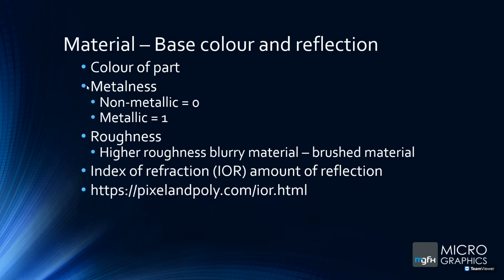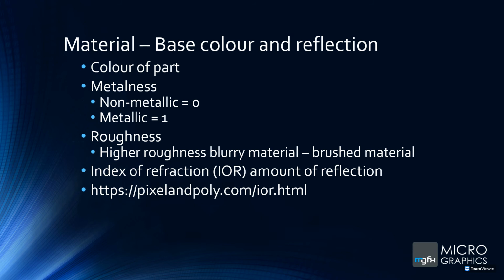Okay, so there are just two things that we need to look at. One is base color and reflection. These are things you can play with if you want to make it even more realistic. The color of the part, your metalness, 0 is non-metallic, 1 is metallic. Roughness: how brushed do you want the material, how blurry do you want the material to be? And then you've also got your index of refraction. These are important things to learn about when applying materials to your Inventor objects.